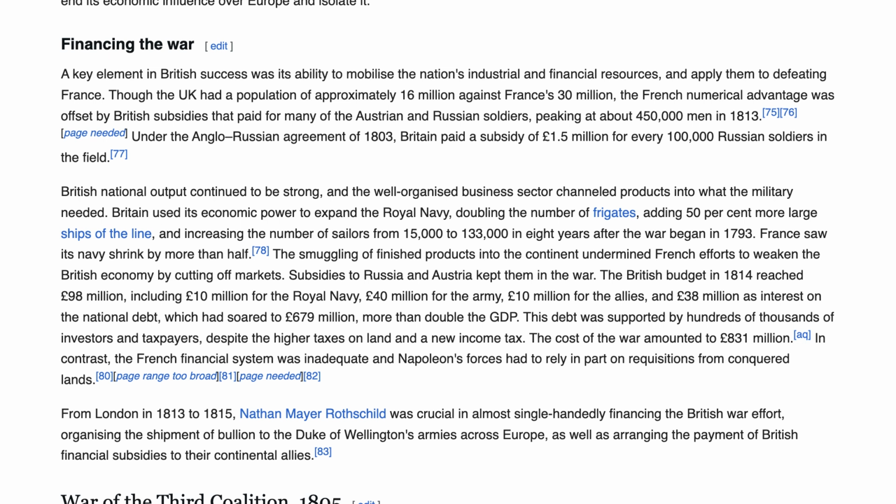In contrast, the French financial system was inadequate and Napoleon's forces had to rely in part on requisitions from conquered lands. From London in 1813 to 1815, Nathan Mayer Rothschild was crucial in almost single-handedly financing the British war effort, organizing the shipment of bullion to the Duke of Wellington's armies across Europe, as well as arranging the payment of British financial subsidies to their continental allies.